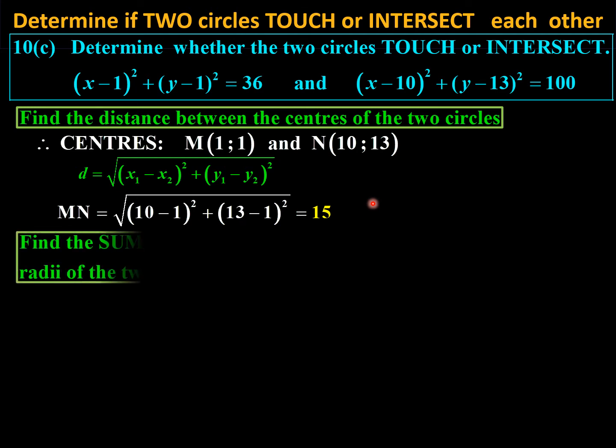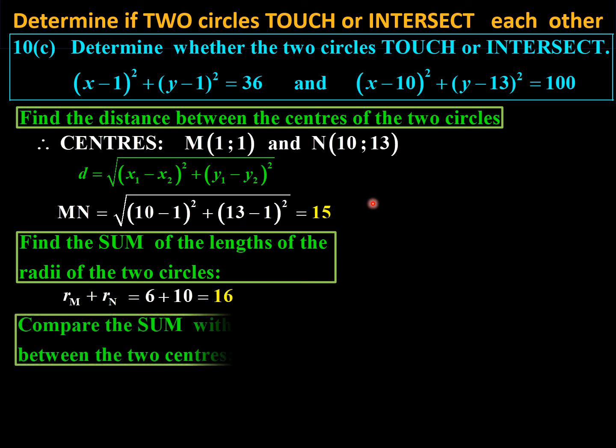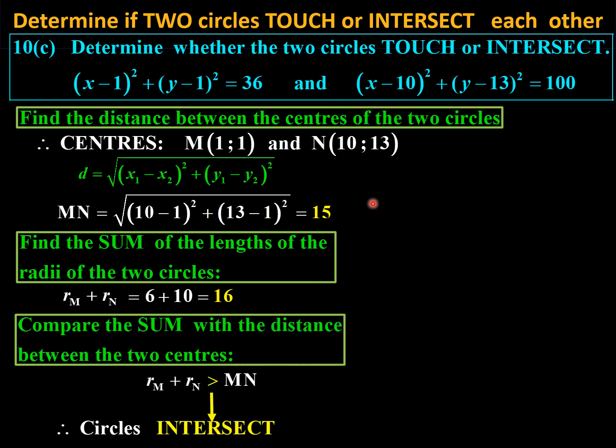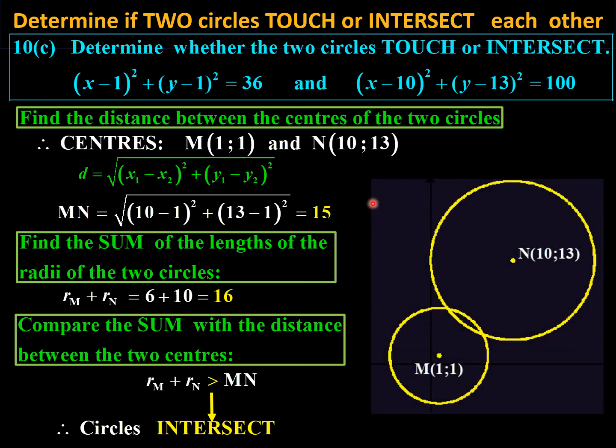Now let's add the two radii lengths together, right? So if I add the two, 6 plus 10, that is 16. Now let's compare. That 16 we can see is more than 15, okay? And if the sum is more than the distance, then they intersect each other. Let's just look at it graphically. You can see here that there is M and N, that distance is 15, but the two radii together is 16. So that distance is shorter than the sum. Therefore the two circles will intersect.